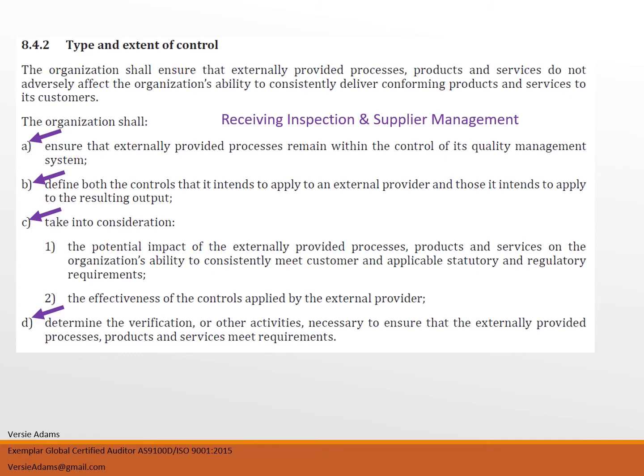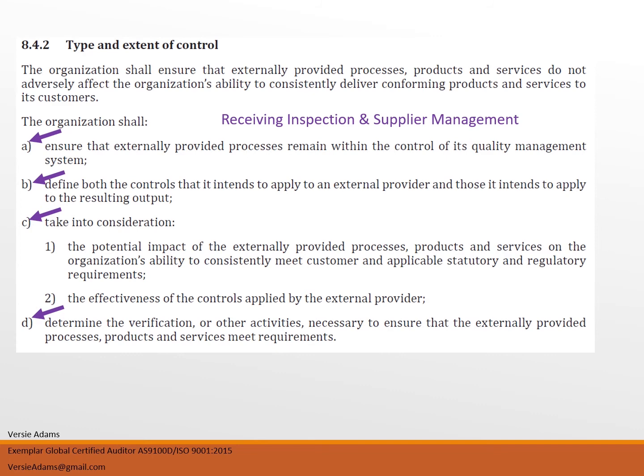Okay, so A, the organization shall ensure that externally provided processes remain within the control of its quality management system. This is your receiving inspection of your purchased materials, processes, and services. B, define both the controls that it intends to apply to an external provider and those it intends to apply to the resulting output. So again, this is your receiving inspection and your supplier management process.